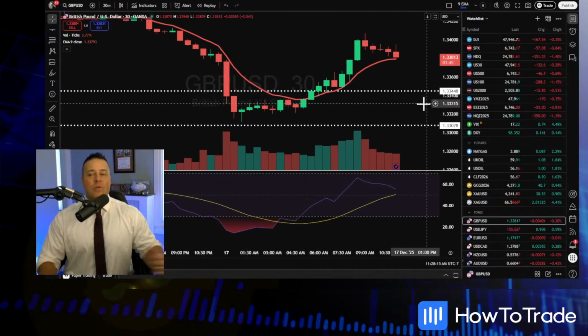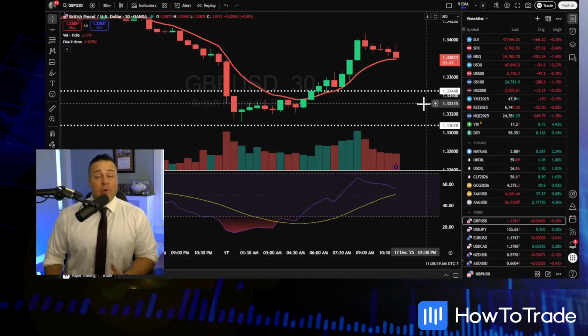Now, why did this trade work? Well, you're trading it at the right time. If you were going to trade the Great Britain pound USD on a short time frame, an intraday time frame, and you were looking for volatility, when would you trade it? You'd be trading it during the London session and, more importantly, the London-US overlap.